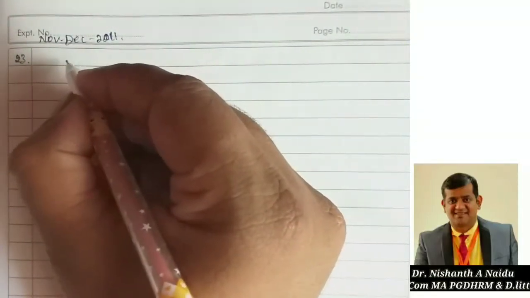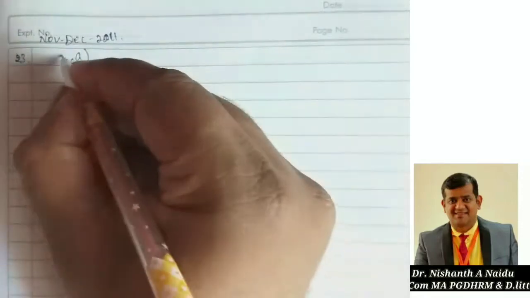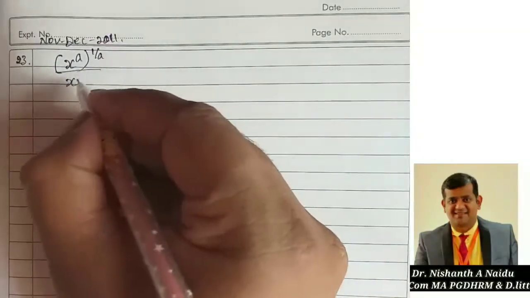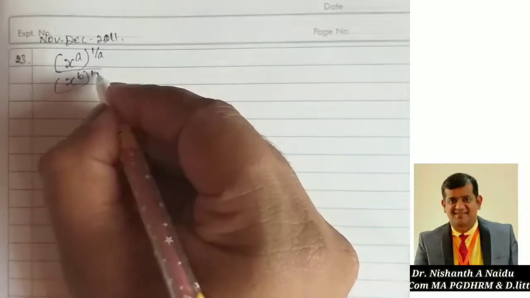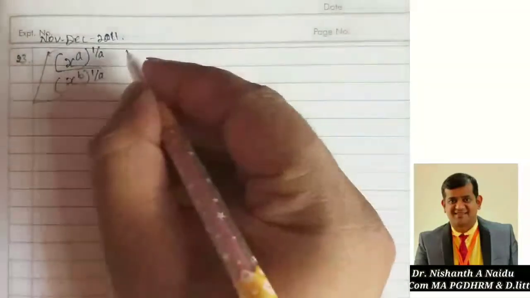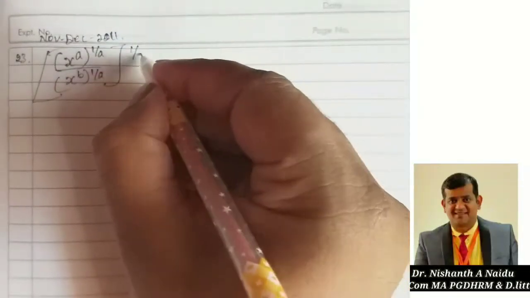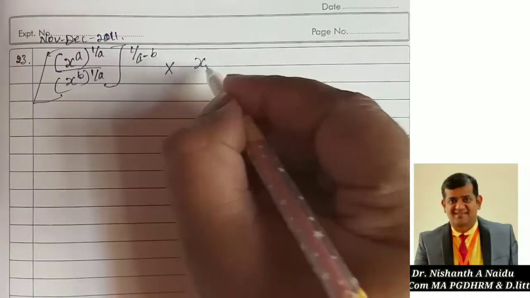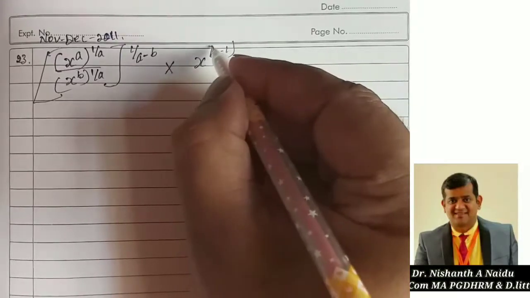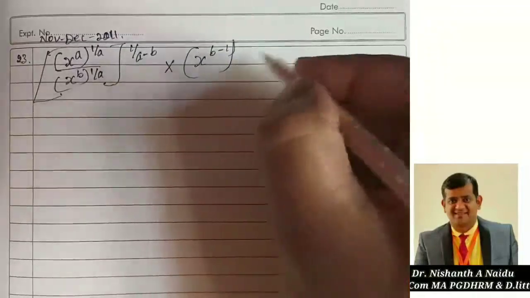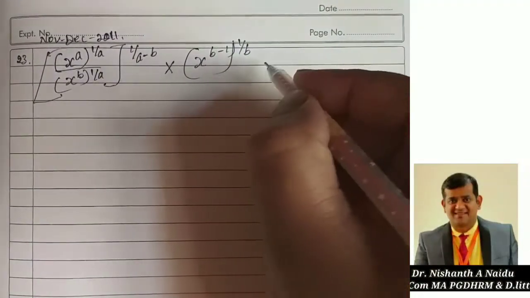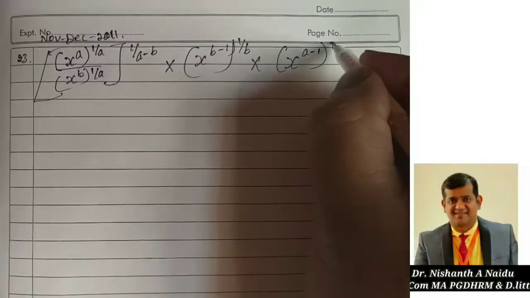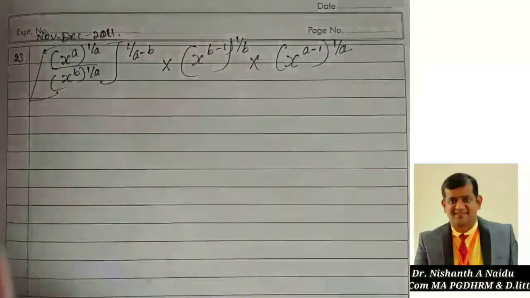The question is (x^a)^(1/a) divided by (x^b)^(1/a), whole to the power 1 divided by (a minus b), into (x^b minus 1)^(1/b), into (x^a minus 1)^(1/a). So this is the question.